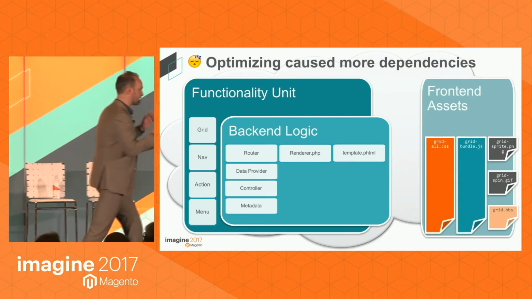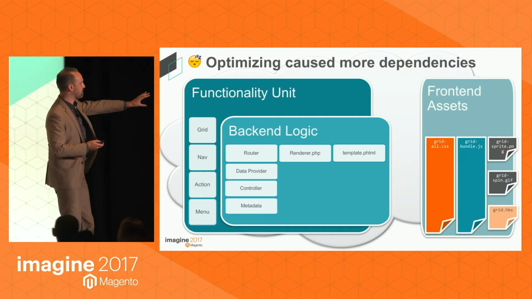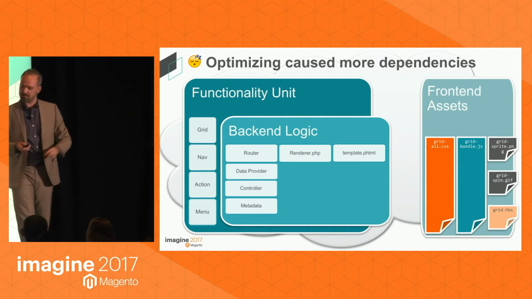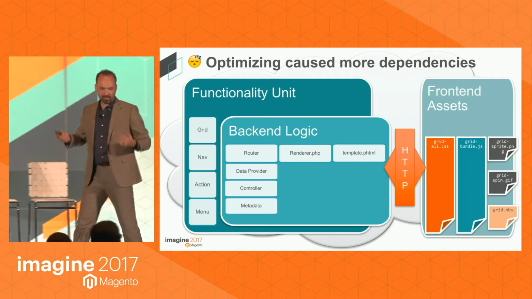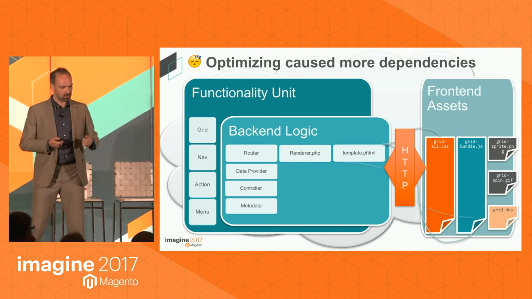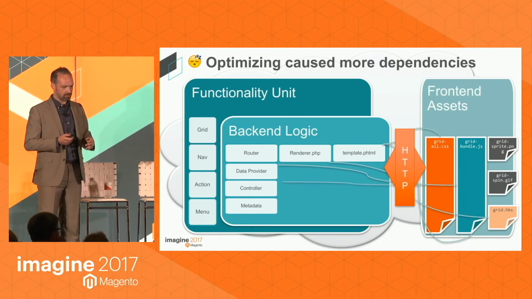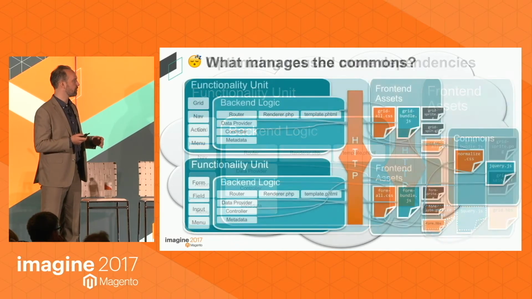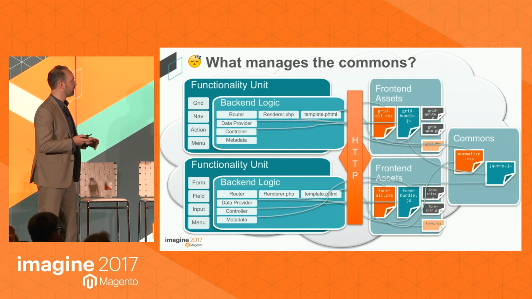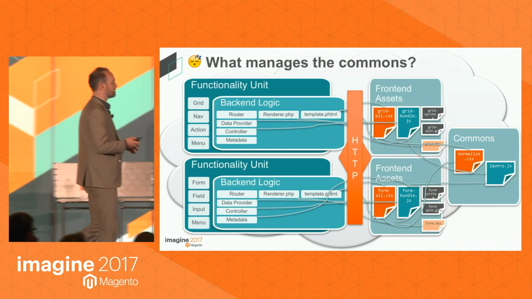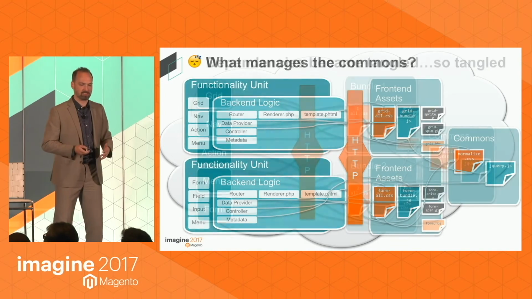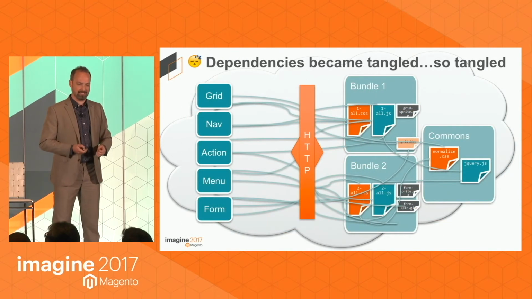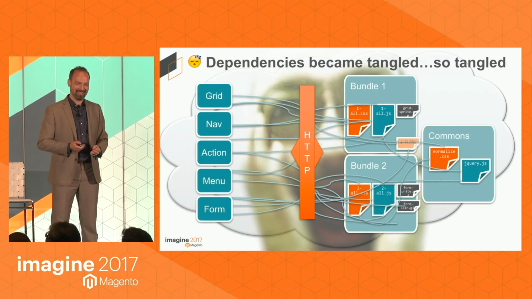So let's optimize, let's bundle. Let's put all of the JavaScript and the CSS together with a little script that bundles it, so fantastic. And now all the dependencies are on these things. So, okay, now they're all kind of going here, but now wait. Oh no, there's common files that we're duplicating. So now we need a commons bundle. But the functionality units don't own the commons bundle, so who manages the commons bundle? And then the dependencies got so tangled. And then I woke up.